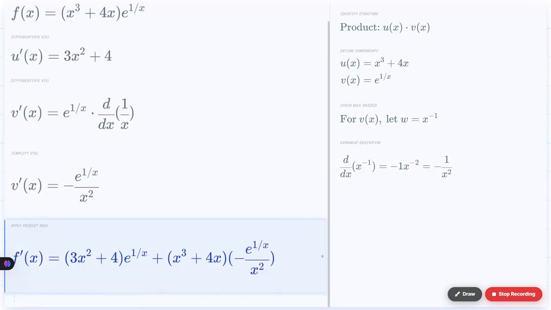We apply the product rule by multiplying of prime by of and adding it to of times of prime. We do this to find the derivative of the whole function. The product rule is the rule for finding the derivative of two things multiplied together.